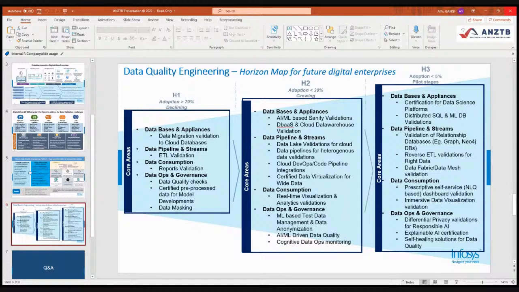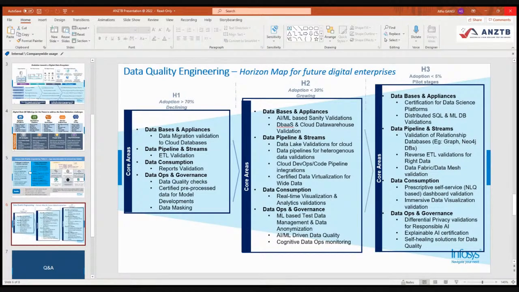And finally, looking at our data ops and governance capability, the data quality checks that we do, and also looking at our data masking capability. Some of these have moved to ML-based test data management and data technologies, where we use AI/ML algorithms and look at how we drive our data quality, and also some of our cognitive data ops capability to monitor how our systems are performing throughout the life cycle of our data.